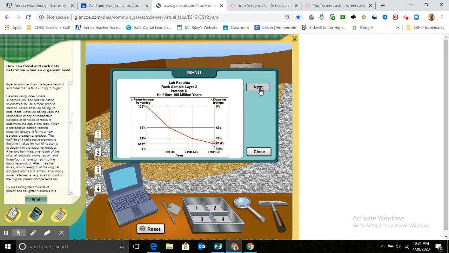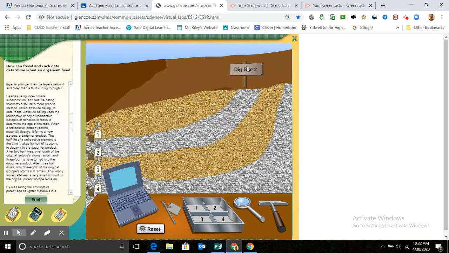I go to next. This is layer 4. Its half-life is 250 million years. So this would be 250 million, 500 million. So that is the age of those rock layers, and you just put those on your table. Okay. Once you have that, just a side note, the dig sites aren't necessarily in order, so make sure you put them on the right table. And then you reset, and it's going to give you a new site to go to.